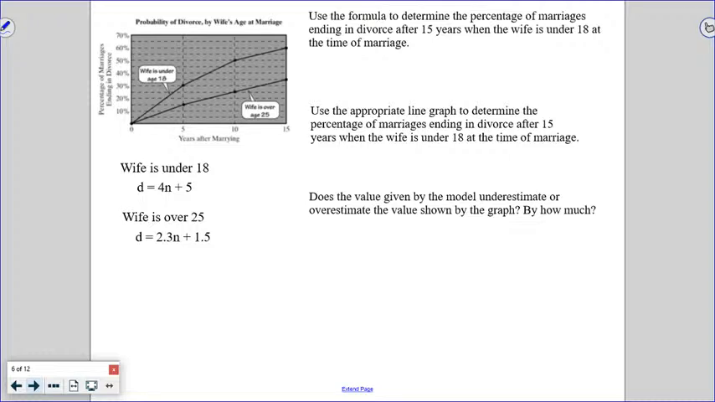Couple of key pieces of information. I needed this right here to know which one to pick, right? So it said under 18, so that told me right here. So I'm going here. Our percentage is going to equal 4 times the years of marriage plus 5. Years of marriage, 15 years after they were married.